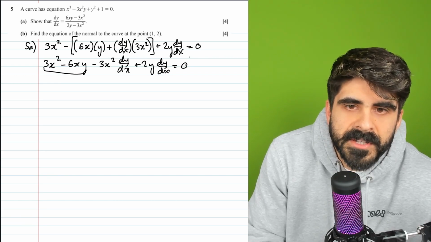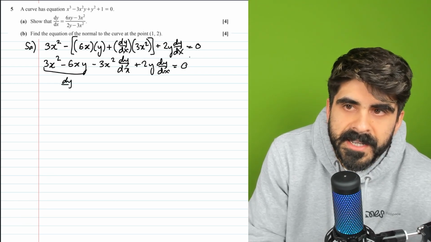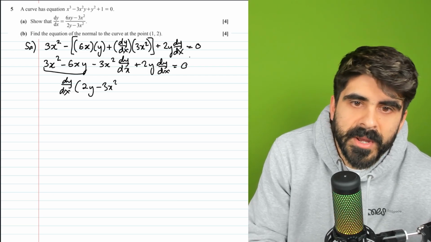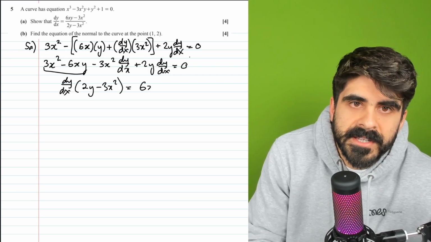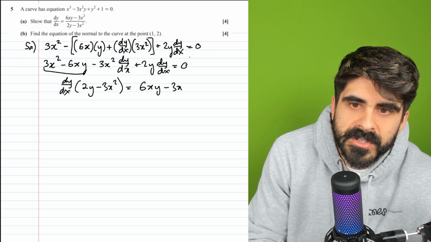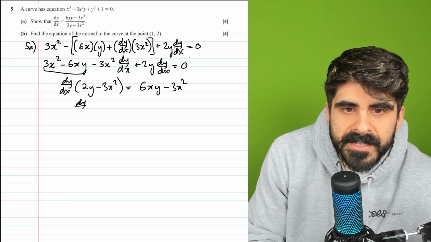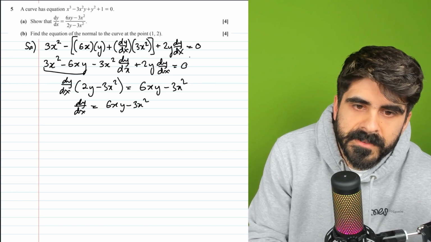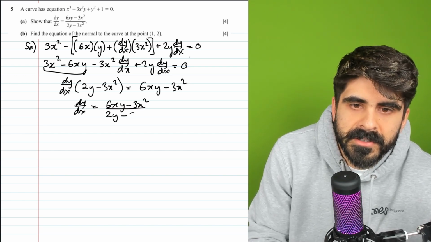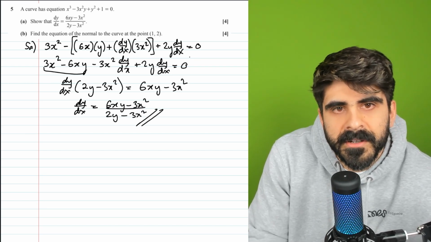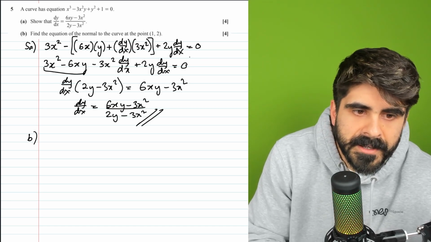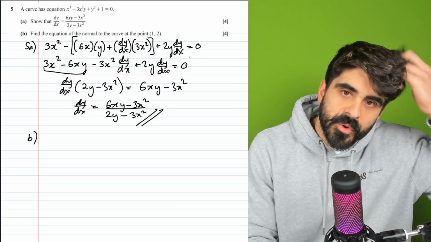Move these terms to the other side and factorize out dy dx from here. I'd get 2y minus 3x squared is 6xy minus 3x squared. So dy dx is 6xy minus 3x squared, and hopefully this is the answer. 6xy minus 3x squared over 2y. Nice. Find the equation of the normal at 1, 2.